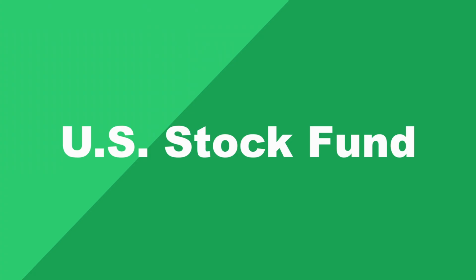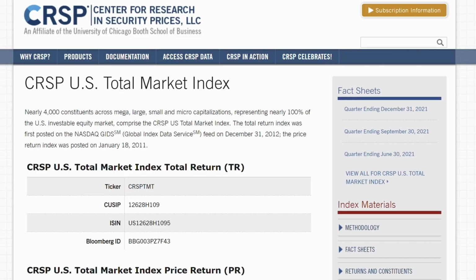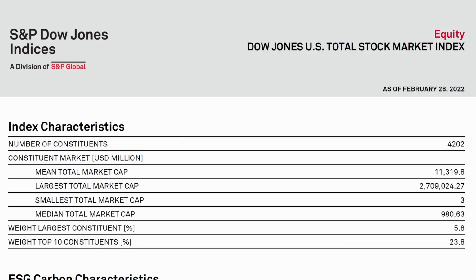So first off, we're going to be talking about the total US stock market index, all right? When we're talking about Vanguard, their index funds track the CRSP US Total Stock Market Index. And at the time when I looked it up, they had 4,000 stocks represented within that index that they track for the total US stock market index. And when it comes to Fidelity, they track the Dow Jones US stock market index. That index tracks, when I looked it up, 4,202 stocks to represent the total US stock market index.